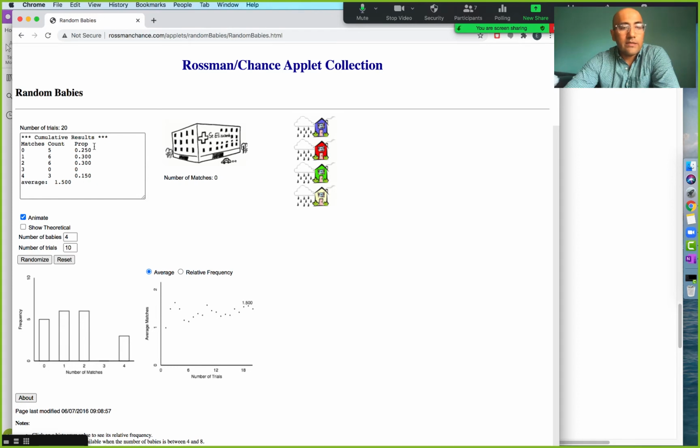The empirical probability tells me that it's about a 25% chance that 0 babies go to the correct houses. So far, out of the 20 trials, 3 of them were cases where all 4 went to their correct houses. So at the moment, I'm thinking it's about a 15% chance. Notice that there has never been a case where exactly 3 of the babies go to their correct house. So at the moment, I'm thinking the answer is 0.